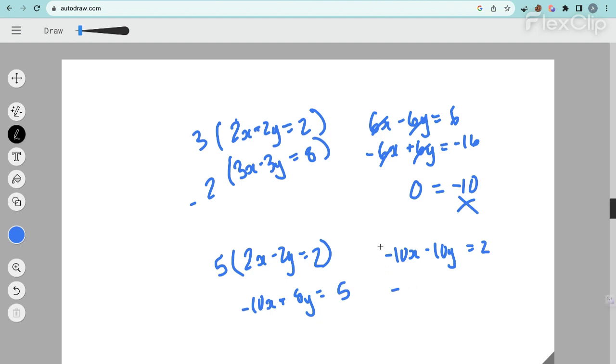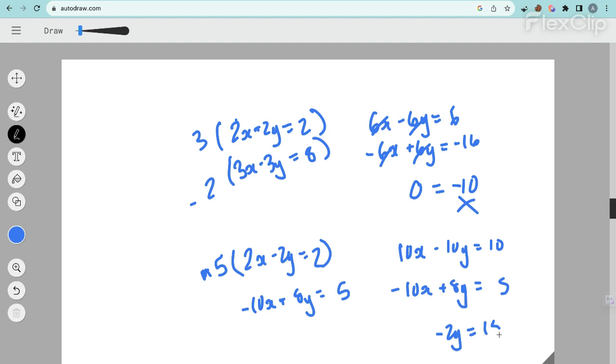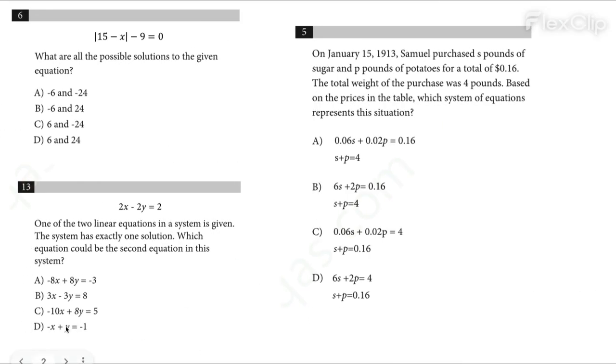Alright, and then for this one, I'm going to multiply by negative 5. Oh, wait, no, never mind. You would not do that. No, negative 5. So that would be 10x minus 10y is equal to 10 minus 10x plus 8y is equal to 5. So that's equal to negative 2y is equal to 15. And this seems to reveal one solution. So the answer here is C.